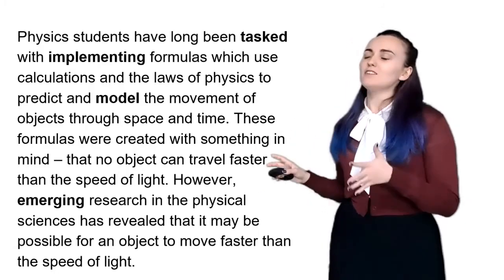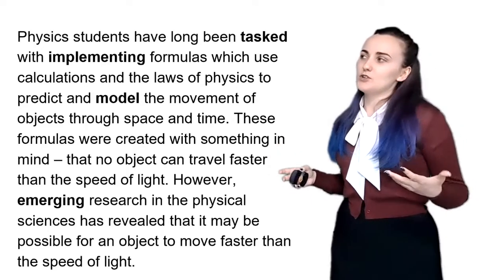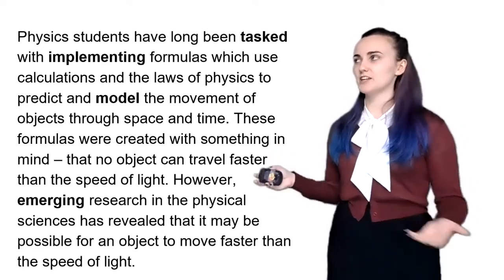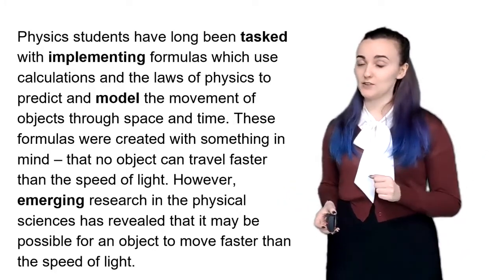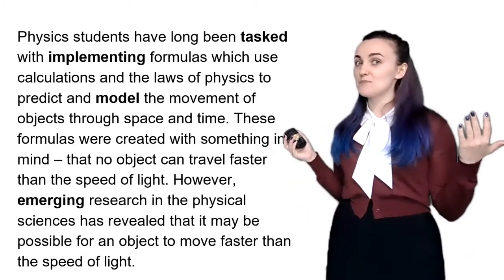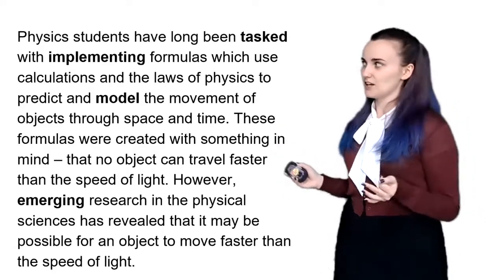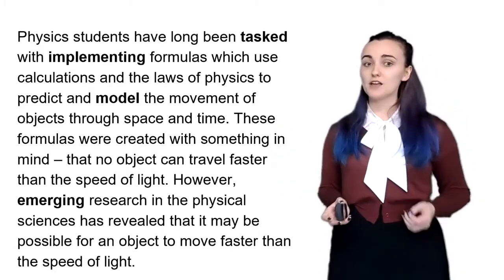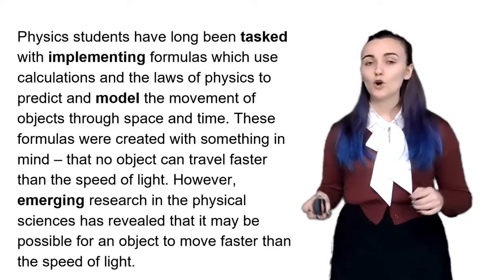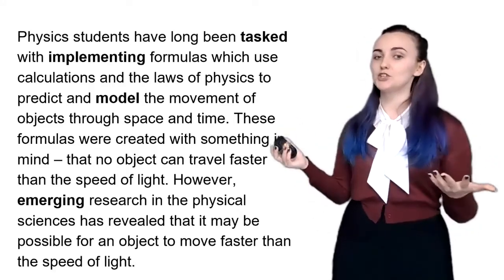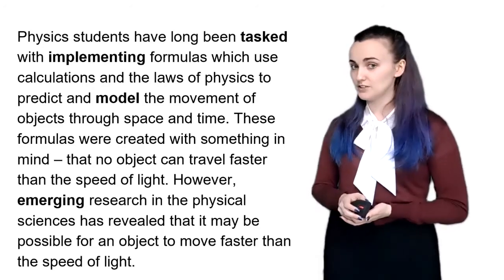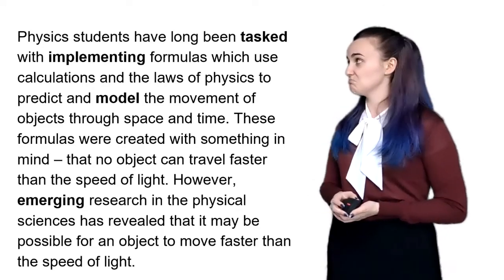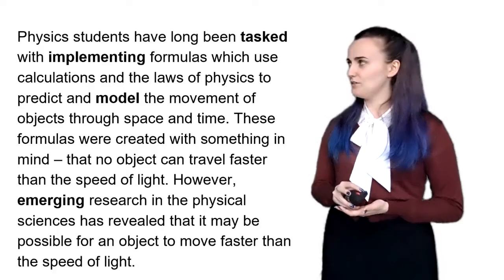So the models that these physics students have been creating for the past several decades have had the assumption that nothing can move faster than the speed of light. This is obviously very, very important because so many physics calculations are based on this math. However, emerging, or new, or coming out research in the physical sciences has revealed that it may actually be possible to move faster than the speed of light. So let's find out how on earth that is possible.